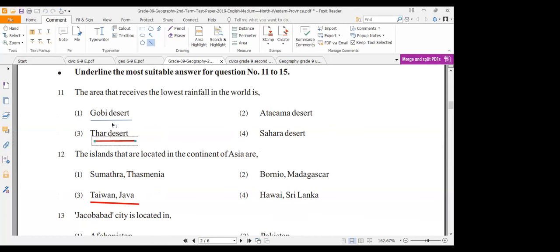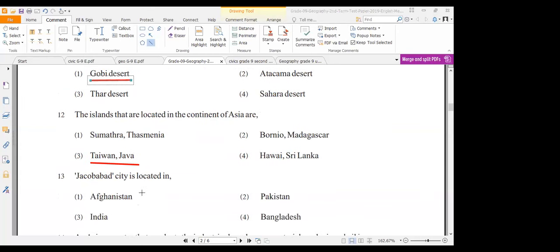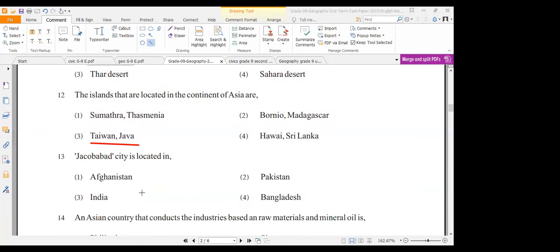Gobi Desert, yes, sir. Yes, I have underlined the wrong one. Yes, thank you for telling that. Gobi Desert. I know that, but by a mistake, I have underlined. Next one. And Jacobabad city is located in Pakistan, yes, Pakistan.